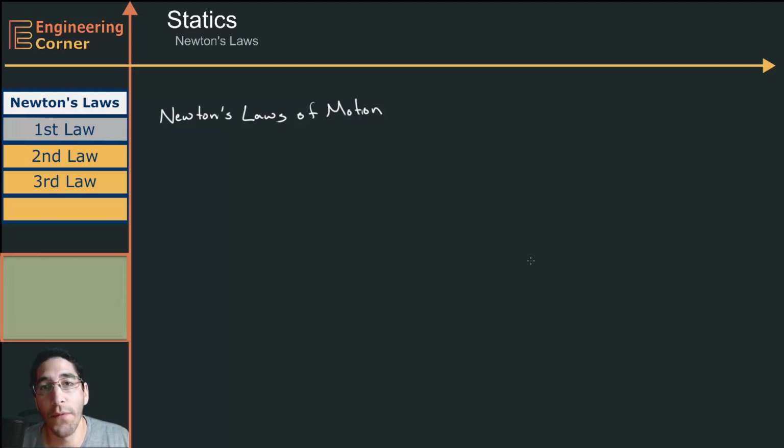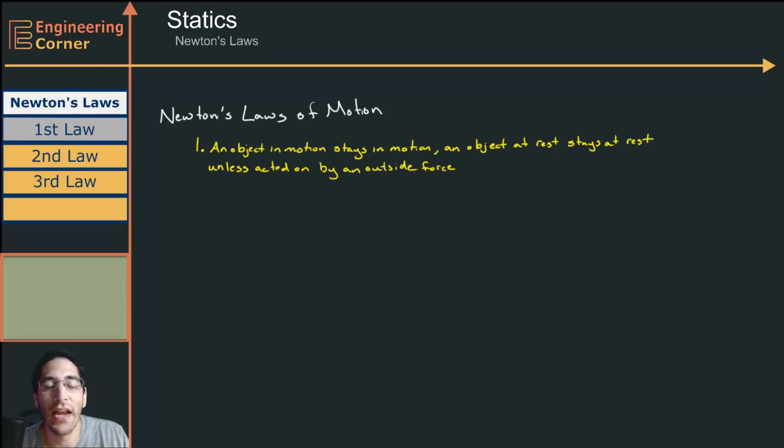Newton's three laws of motion provide the fundamental principles for engineering mechanics, and if we go through these laws one by one, we can see how they relate to statics. So his first law says, an object in motion stays in motion, an object at rest stays at rest, unless acted on by an outside force.